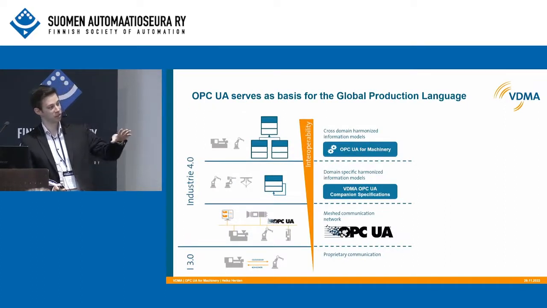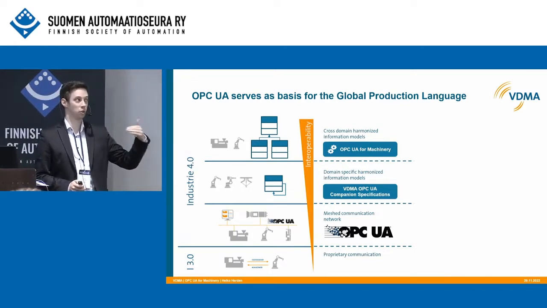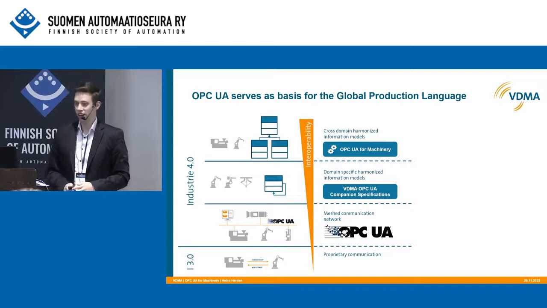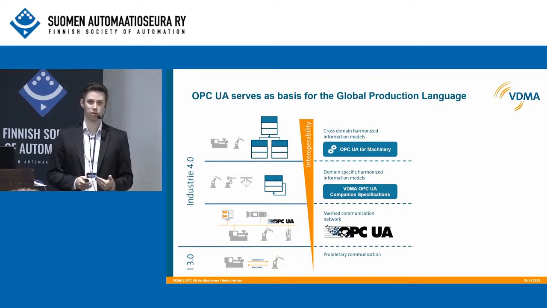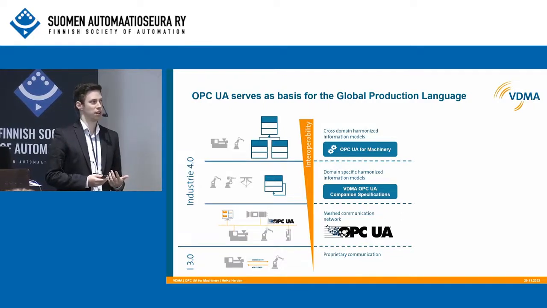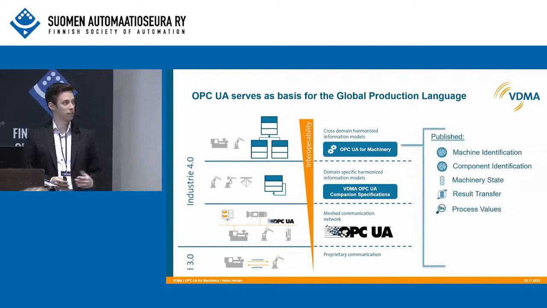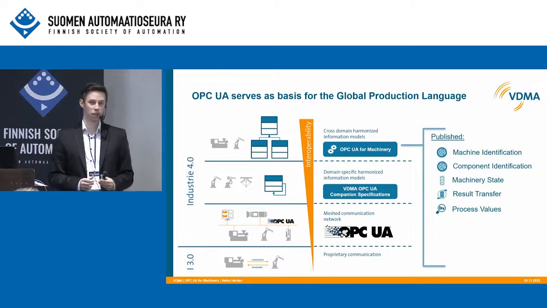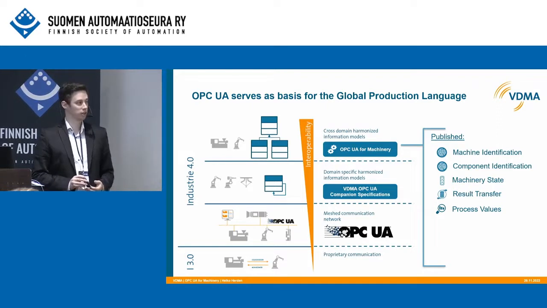So this is how it looks in the end. We have OPC UA, we have the companion specifications of the domains, and we have OPC UA for machinery. And now the common question would be, okay, so you said you have building blocks with specific use cases. What are the use cases that are solved already? And so these are the published use cases. So we have machine identification, component identification, machinery state, result transfer, and process values. And we are working on more use cases, of course.